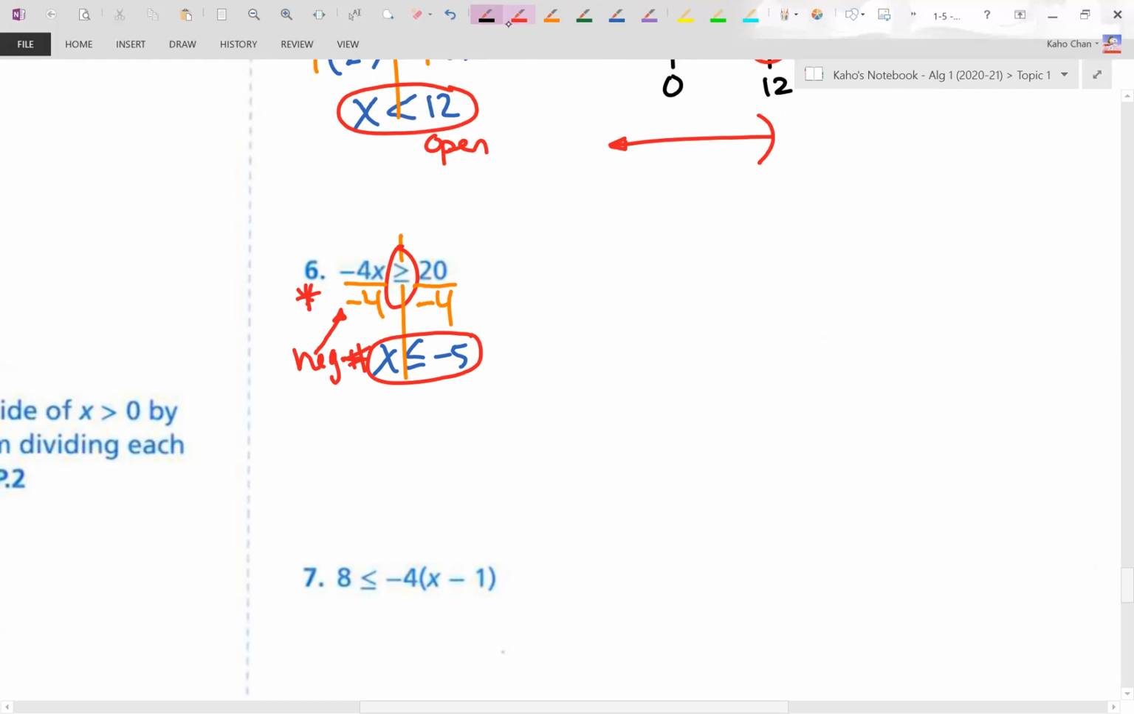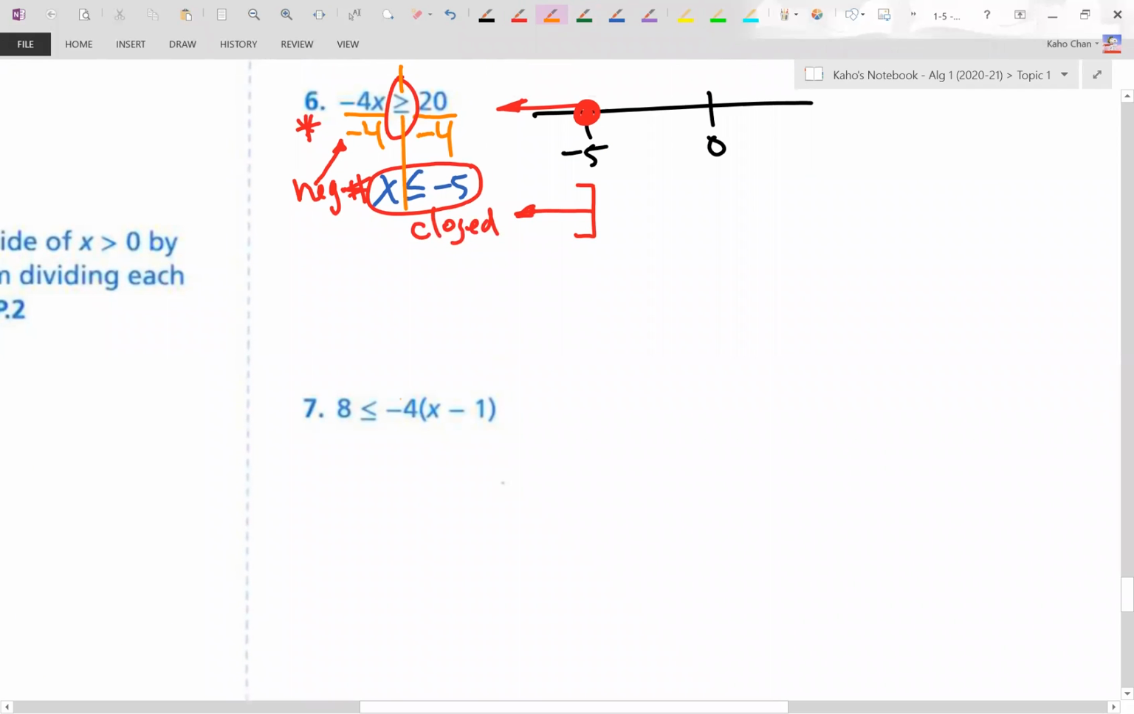Let's graph that. Negative numbers are to the left. Close circle this time. And this time it goes to the left. Actually, they both went to the left. Because it's closed, it's a bracket and with an arrow going to that direction. Number 7 is next.